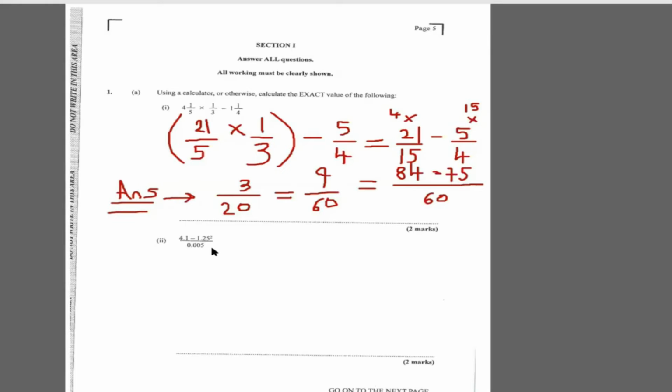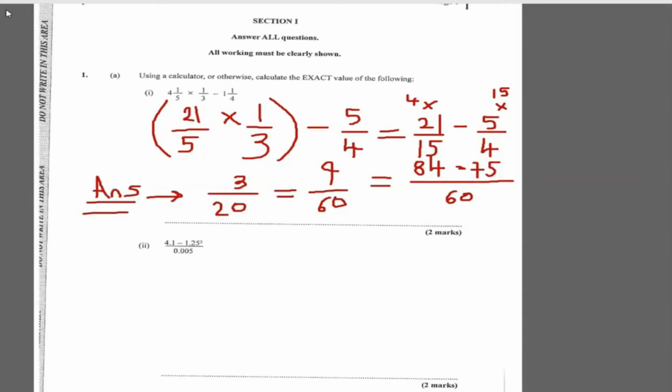Now the second part of the question says to solve this. And this is just division. So whenever you're working fractions like these, what I would always say to do is always simplify the numerator first. So 4 minus 1.25 squared, I would simplify what's the numerator. You just put this in your calculator. So that's 4 minus 1.25 squared.